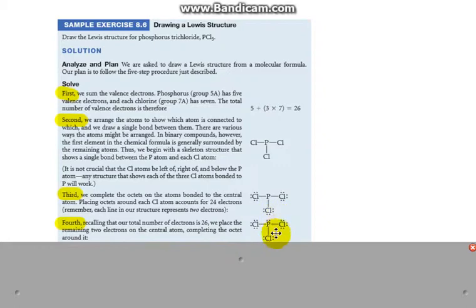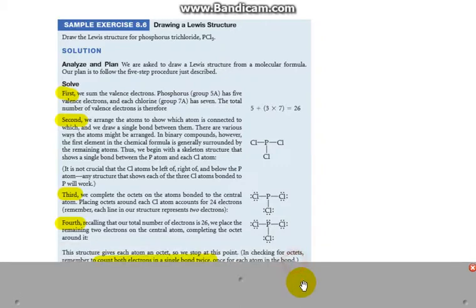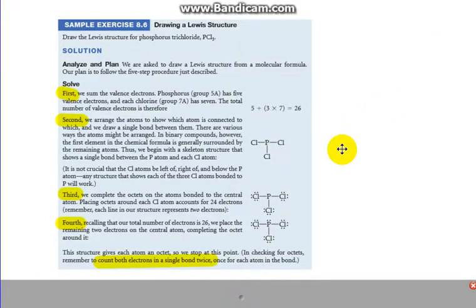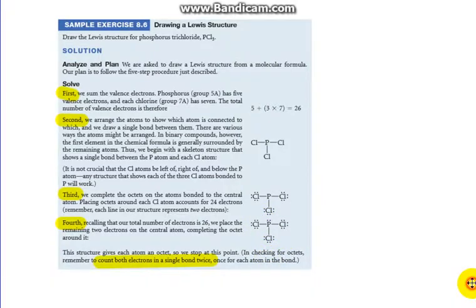And hey, that works out perfectly because now P has 2, 4, 6, and now that lone pair there, 8. So this structure gives each atom an octet. So you would stop at that because everything has an octet. All the chlorides have 8, and the phosphorus in the middle has 8 as well. So not too terribly difficult.